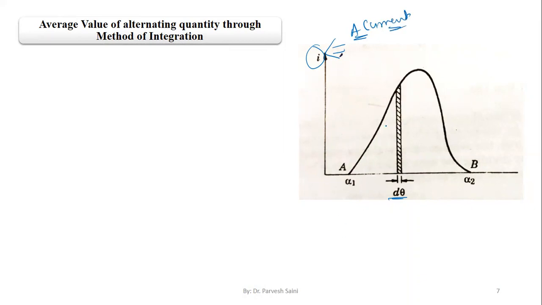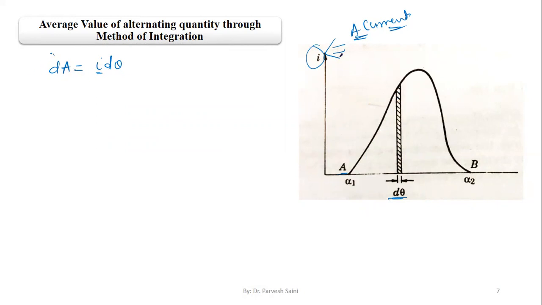So if this is l, the area is, let us say dA, which is equal to l d theta. So l would be the length, and d theta would be the breadth of this strip. This is a very small strip which has d theta as the breadth and l as the height, or length, of the shaded region, right? So area would be length into breadth, the same concept we have used.